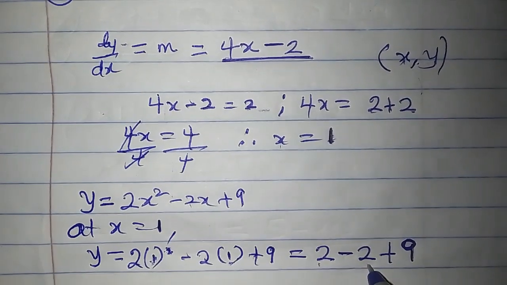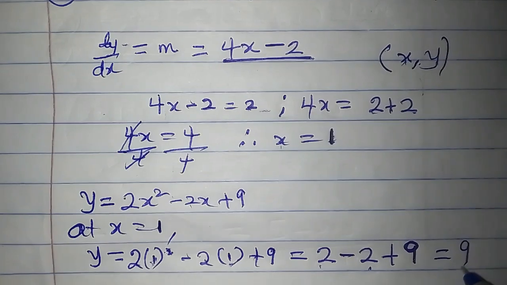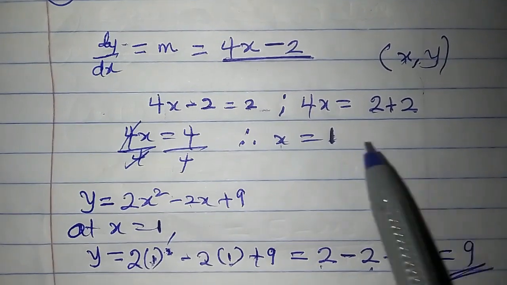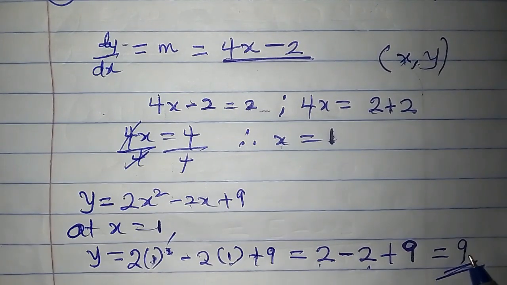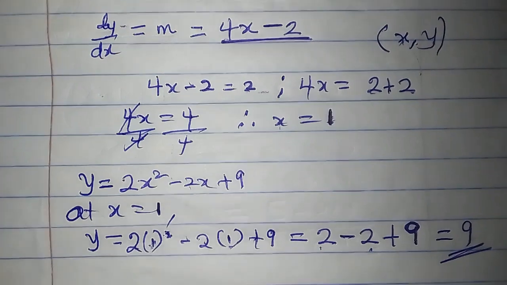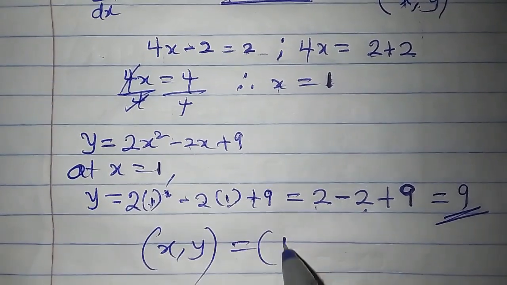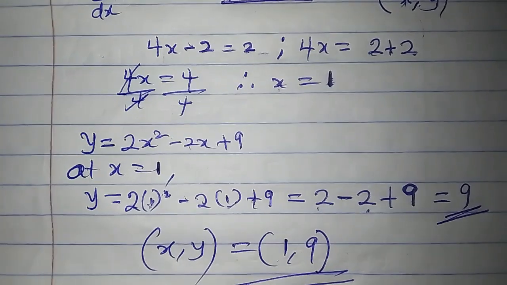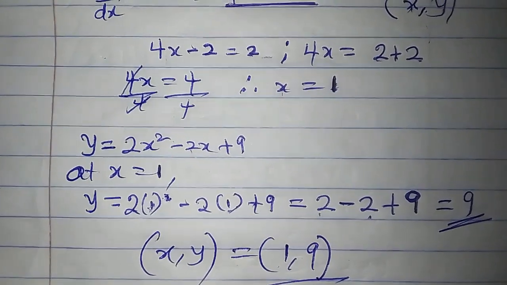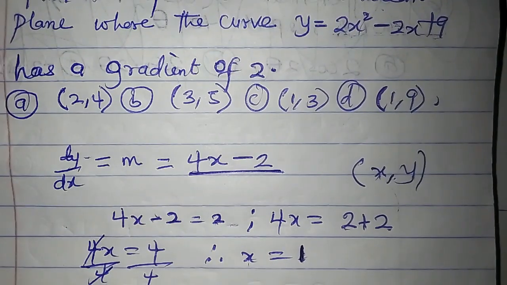2 minus 2 is 0. 0 plus 9 is 9. So when x is 1, y is 9. Therefore, the coordinate point x, y is equal to 1, 9. This is the point on the Euclidean plane. And this option we can see option D.